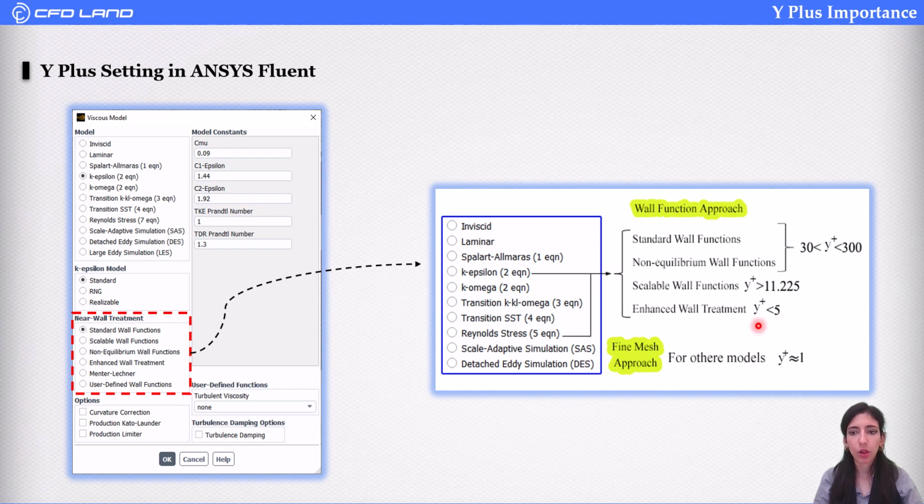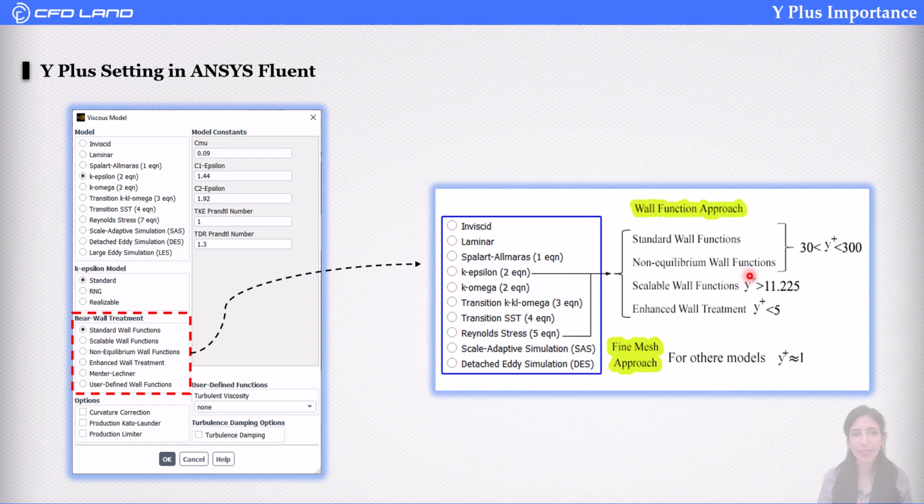Or standard wall function is not suitable when there is a backflow, and non-equilibrium wall function is good when there is a strong pressure gradient, reattachment, sudden changes, and separation.